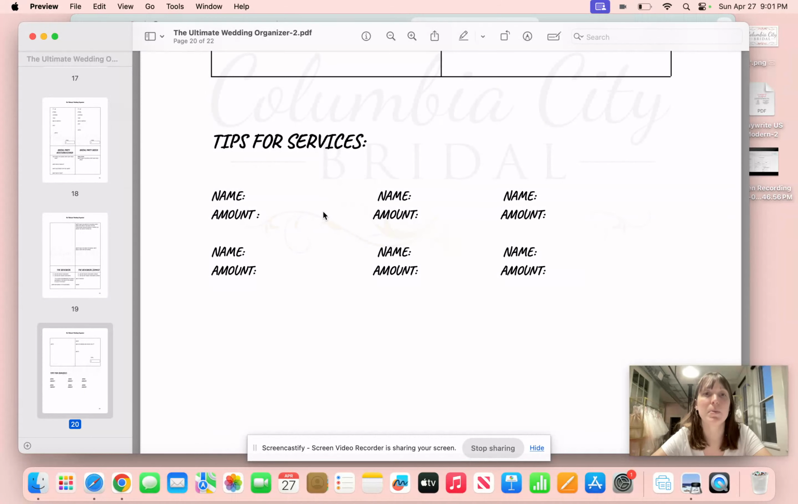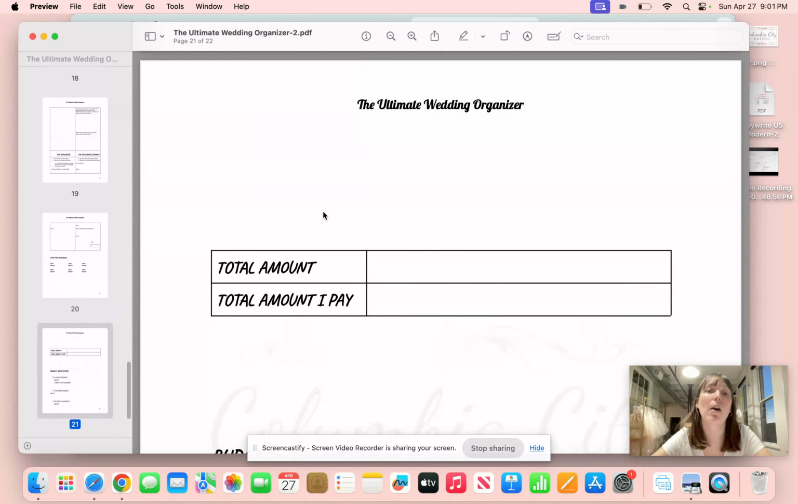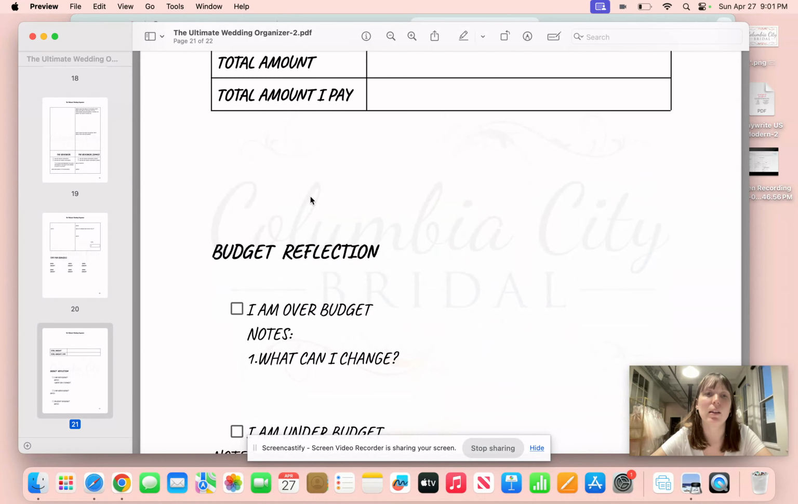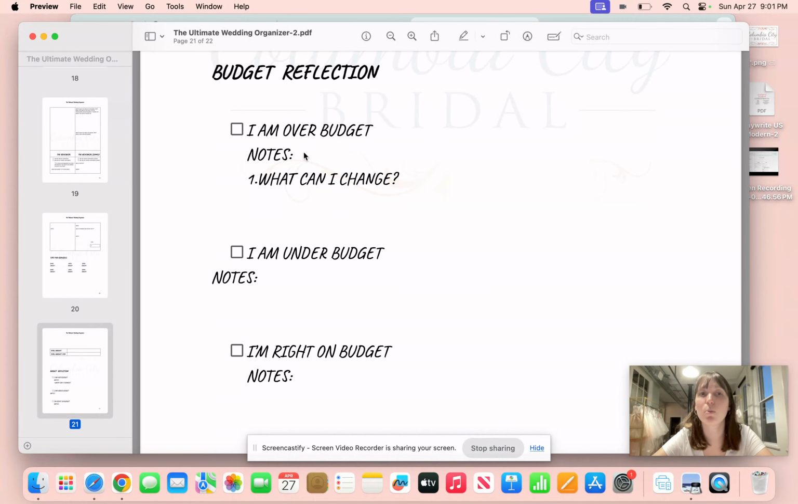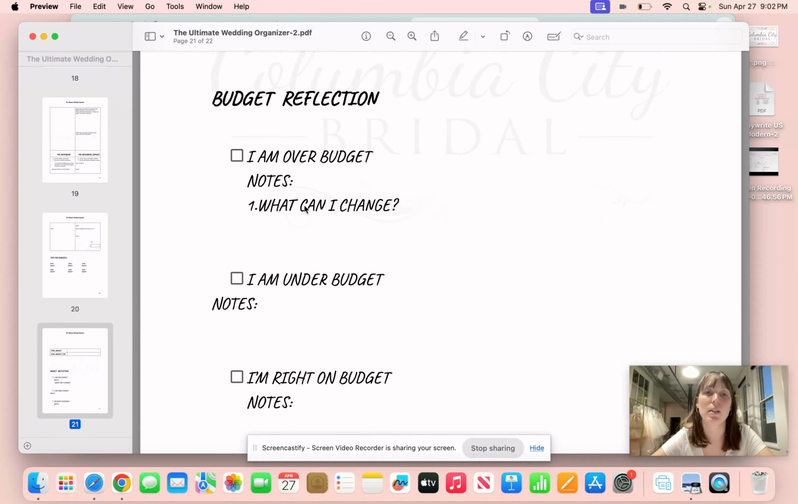Down here is tips for services. If you want to leave tips, something to think about. And then the total amount, how much I paid, and my budget reflection. So I'm over budget. What can I change? Maybe it's okay that you went over. You're like, oh, darn it, I didn't mean to, but I can afford it. Or you're like, oh no, okay, I can't actually do this because it costs too much. What are you going to change? Or I am under budget or I'm right on budget.